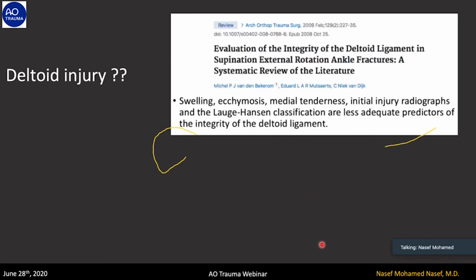And to detect this deltoid injury, I personally, growing up, was taught swelling, ecchymosis, medial tenderness, or even the Lauge-Hansen classification. This was proven almost 10 years ago to not be adequate predictors of the integrity of the deltoid. You still have to look at the deltoid end on or at view to know if it is completely or incompletely cut, because that is going to define the stability in this supination external rotation injury.